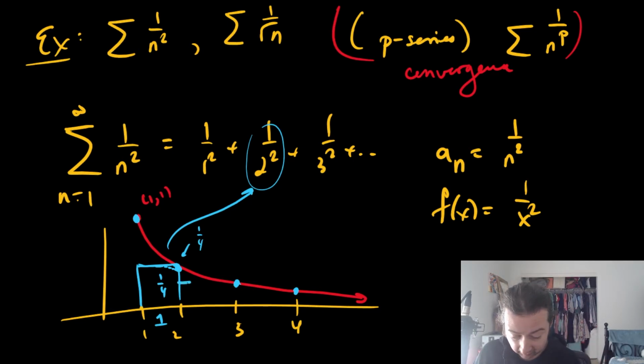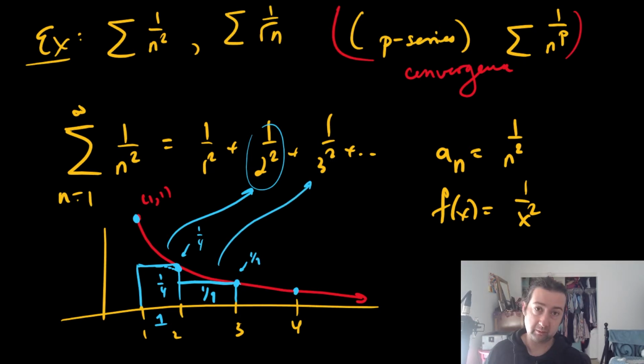And if I draw another rectangle here, well, this rectangle has area 1/9 because that's the height of the graph right there. So that corresponds to that term of the series. And so what we're saying is each one of these rectangles corresponds to one of the terms in the series, except for this one. So we'll just leave that off to the side for a second as a 1, because 1 isn't going to change whether or not a series converges.